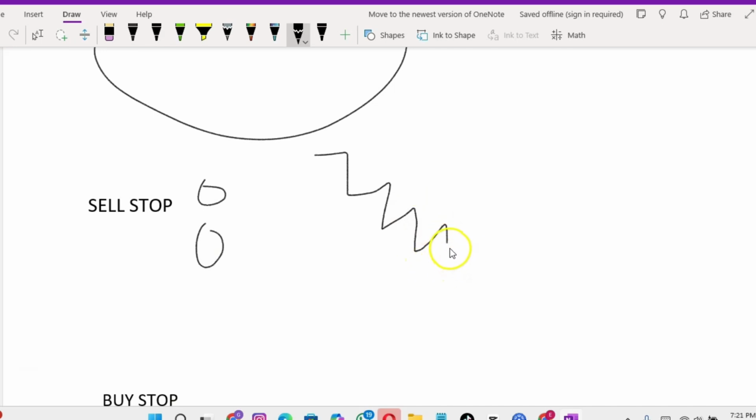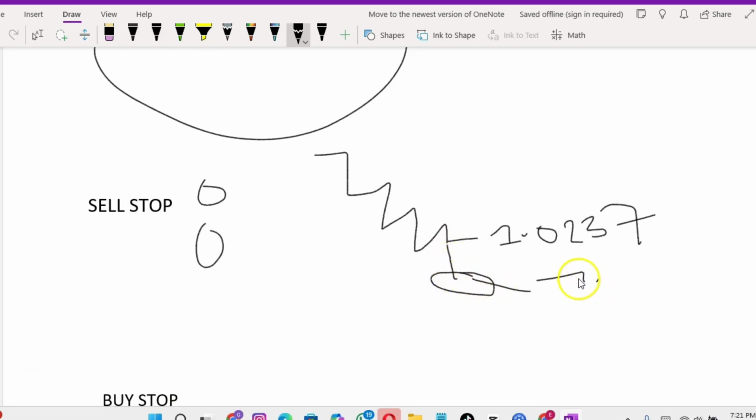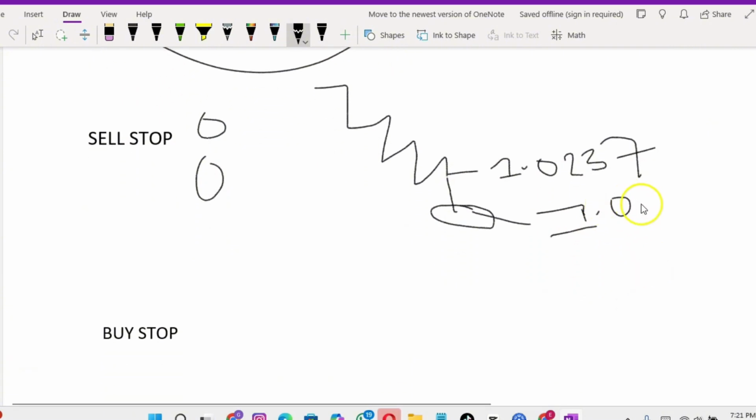You can place it somewhere around here. Let's say this is the current price, 1.0237. This is the current market price. Now, you place an order around here so that if the market gets to this particular price, let's say this price is 1.0138.